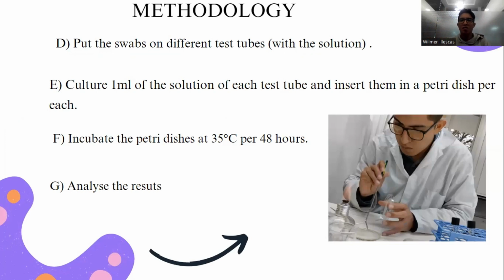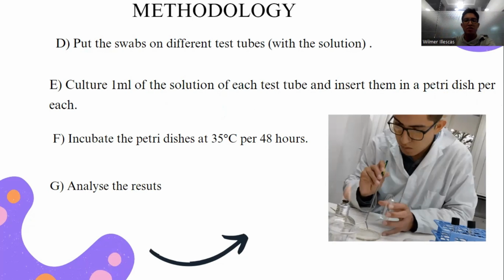E, we have to culture 1 milliliter of the solution of each test tube and insert it in a petri dish for each. It means that from the test tube we take 1 milliliter and put it into the petri dish. Then, once it is in the petri dish, we spread it upon the medium.